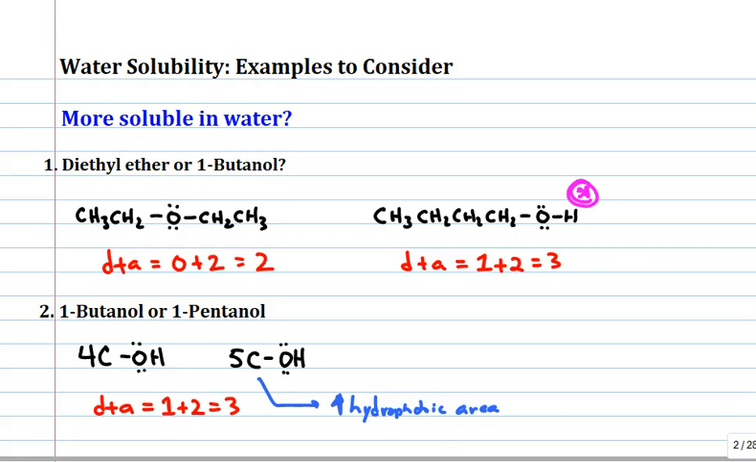So our winner here, which is more soluble in water, is definitely going to be 1-butanol. All right, that's some examples of how you can do some predicting on water solubility.